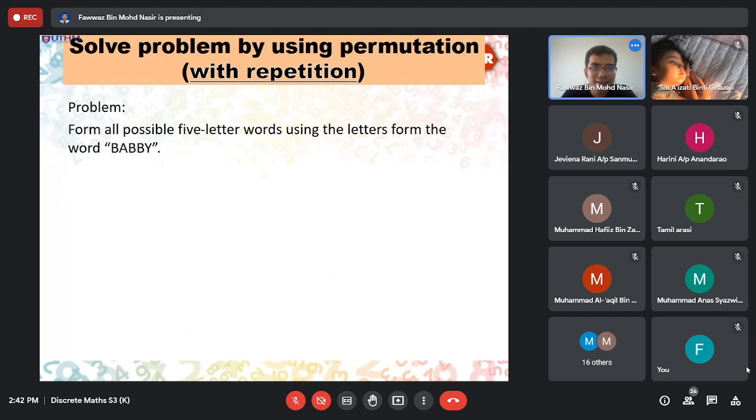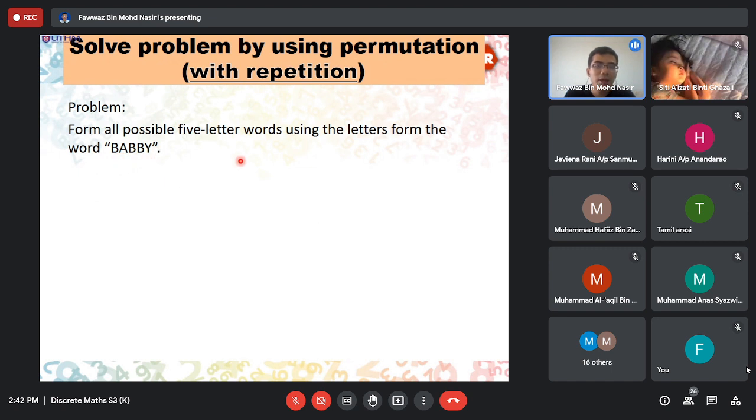Then we look at the next example. Form all possible 5-letter words using the letters from the word baby. Okay. So dalam case ni, kalau kita tengok B ni dia repeated 3 times, right? From the word baby ni, B is repeated 3 times. A dia ada sekali saja, Y dia ada sekali saja.